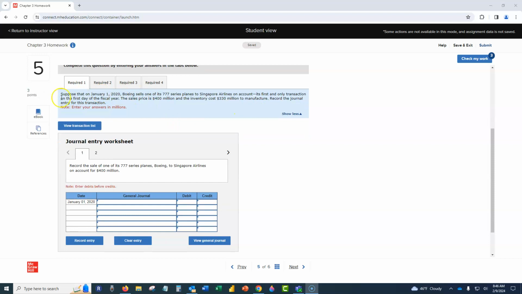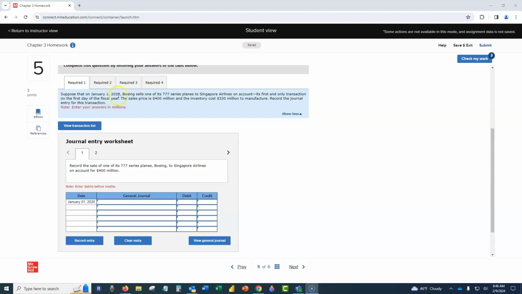So the first step here is they tell you that on January 1st, 2020, Boeing sells one of its planes to Singapore Airlines on account. That means accounts receivable. Okay, it is the first and only transaction on that day. They sell it for $400 million. It cost them $330 million to manufacture. This is transaction 7 from chapter 3. The only difference is this one's a little easier because there's no cash and accounts receivable.